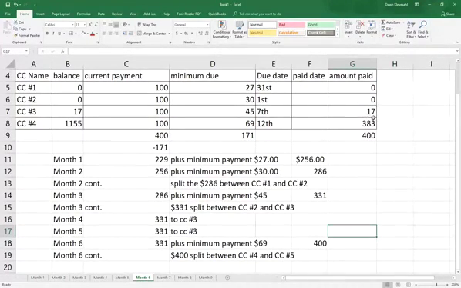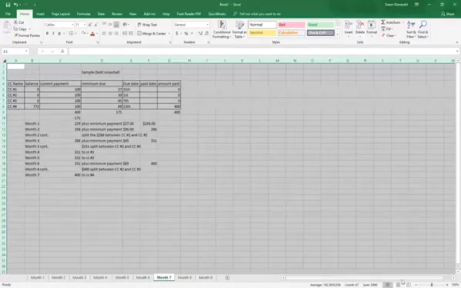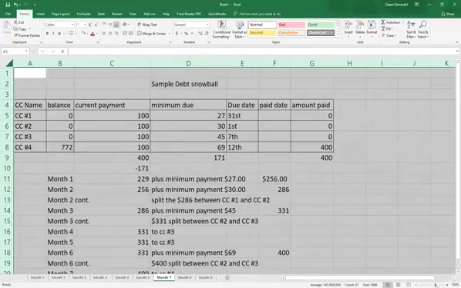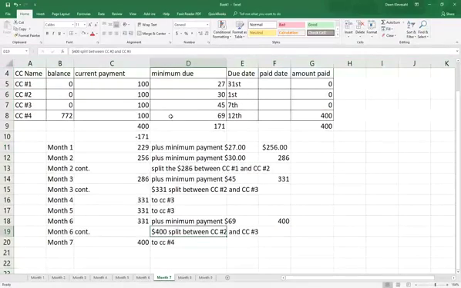But credit card 4 and 5 are now the last 2. The $17 goes here. The $383 goes to that credit card. Okay, so I'm going to edit this while we're here anyway.